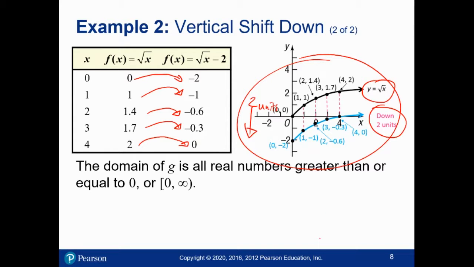So the domain is still 0 to infinity. Our function up here is root x minus 2. The only obstruction is the radical. Still just need x to be bigger than or equal to 0. And take a moment and ask, what about the range? What could I get out of this function?